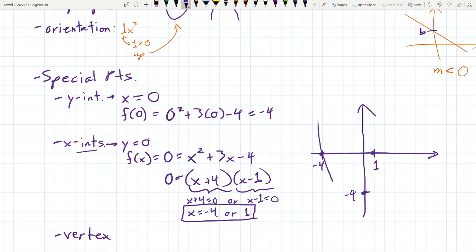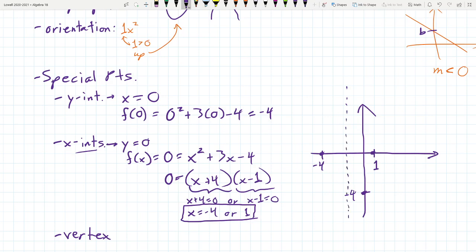We actually know that the y-intercept is not the vertex, although this is something that a lot of people want to do. I've seen people try to do this and then get it back up like this. But remember, a parabola is supposed to have symmetry. And so if you draw it like this, it's really not symmetric at all. Okay, so the vertex should be right smack in the middle of these two x-intercepts.